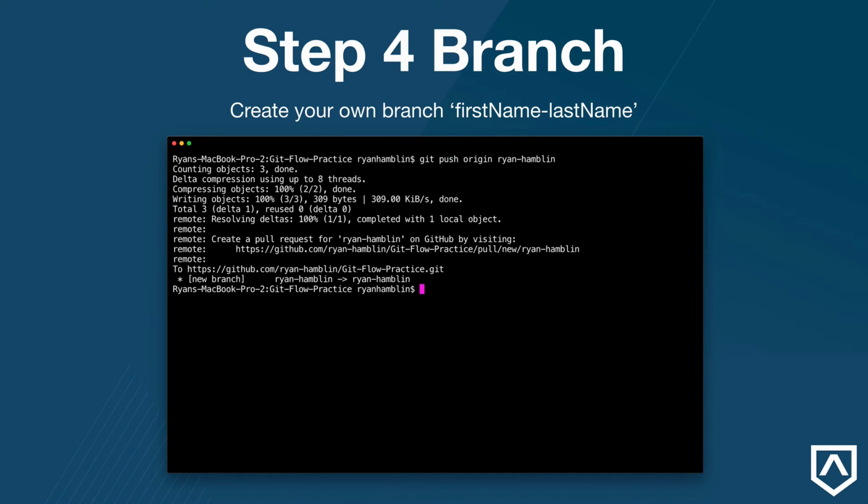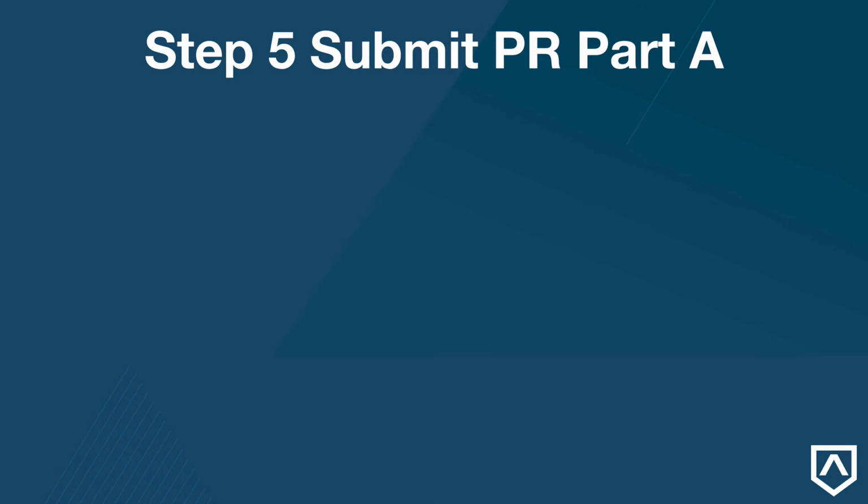You're going to git push to your origin branch name. So first name hyphen last name. So you run your git add, git commit like normal. Those don't change. The only thing that changes here is instead of pushing to master, make sure you push to origin instead. The next thing that we'll have you do is submit a pull request.